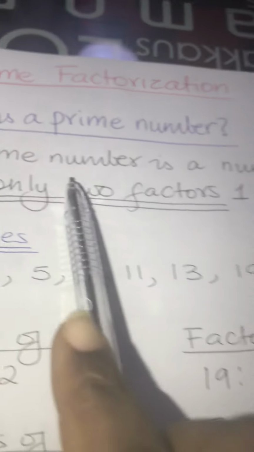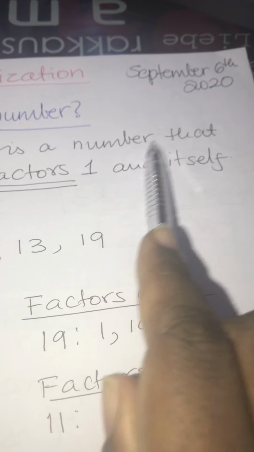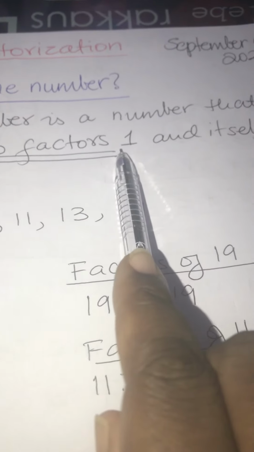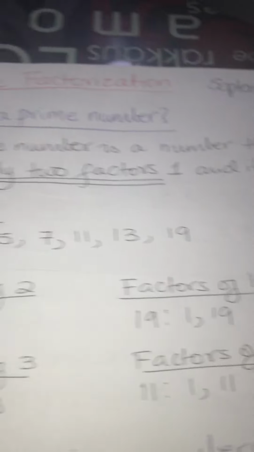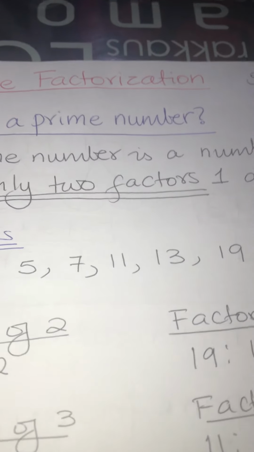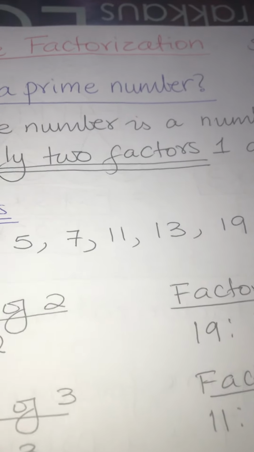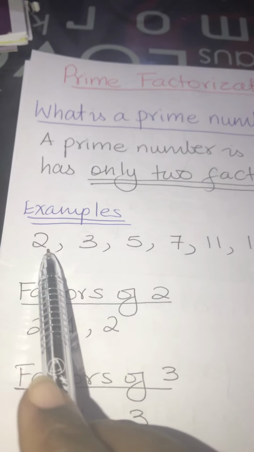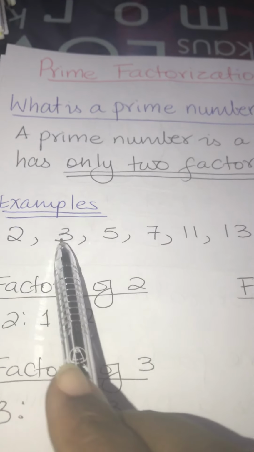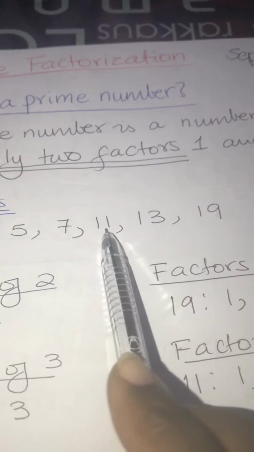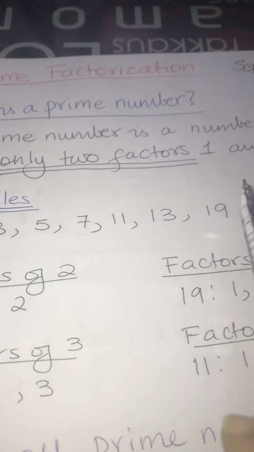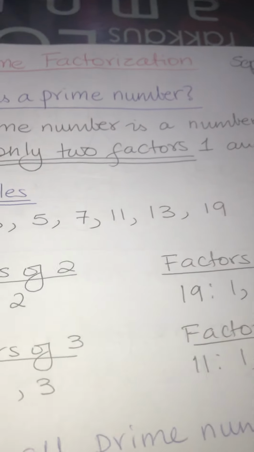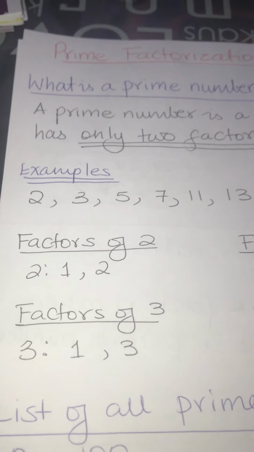Okay? So, what is a prime number? A prime number is a number that has only two factors, 1 and itself. Okay? If it has more than two factors, then it is not a prime number. Prime numbers only have two factors. I gave you examples of prime numbers: 2, 3, 5, 7, 11, 13, and 19. Okay? But it doesn't stop here.